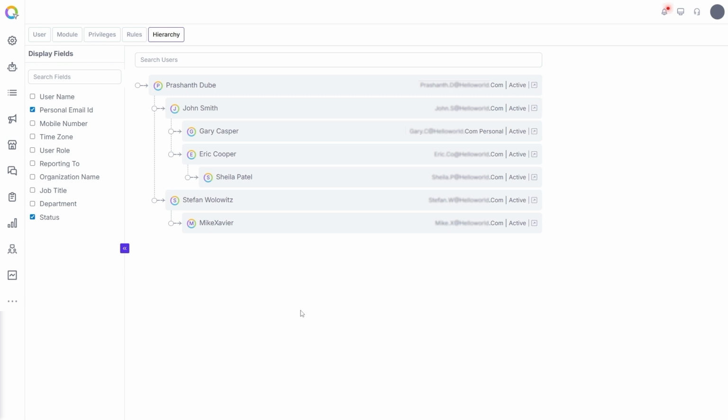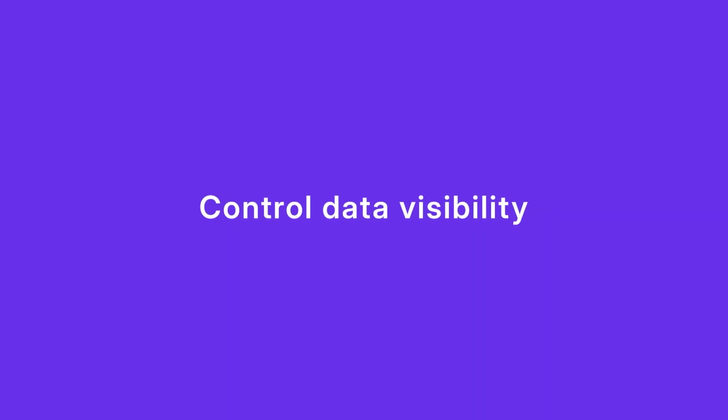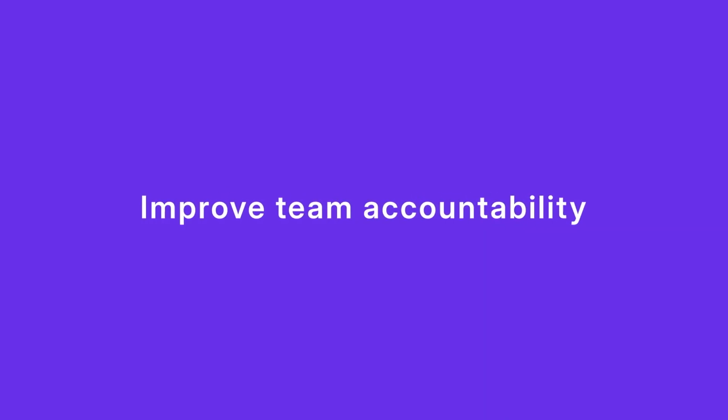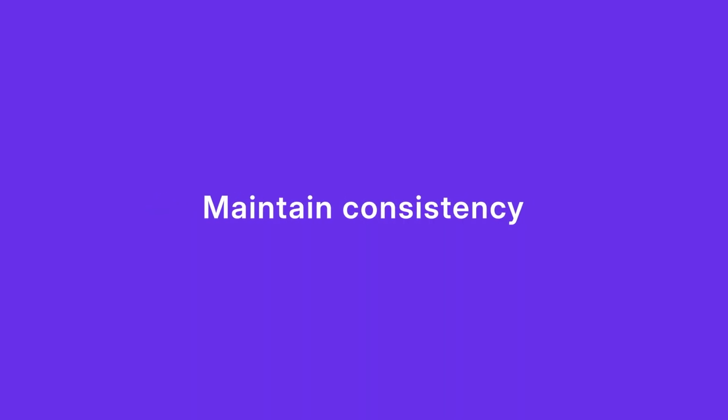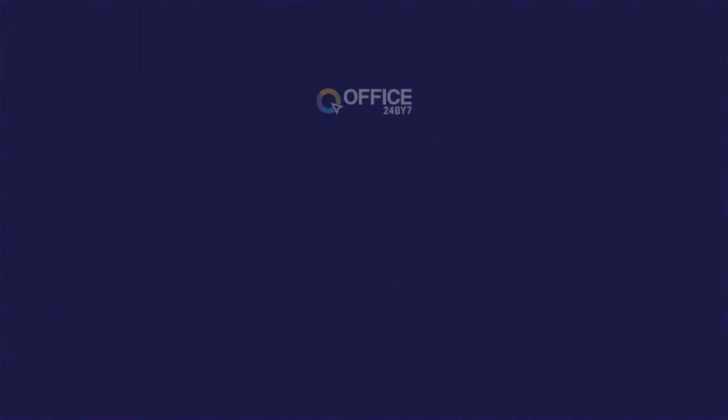Once the hierarchy is configured, all changes take effect immediately. Any updates made here are reflected across the system in real time without the need for additional setup. Using the hierarchy setup in Office 24/7 helps you define clear reporting structures, securely control data visibility, improve team accountability, enable accurate record assignment, and maintain consistency across all objects. That's how you can configure the hierarchy setup in Office 24/7.